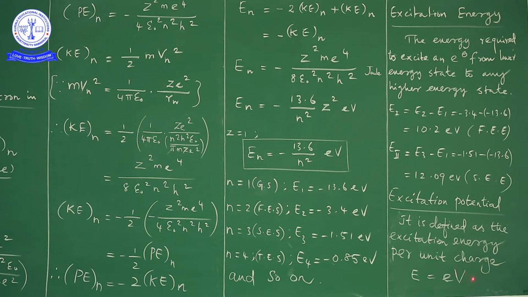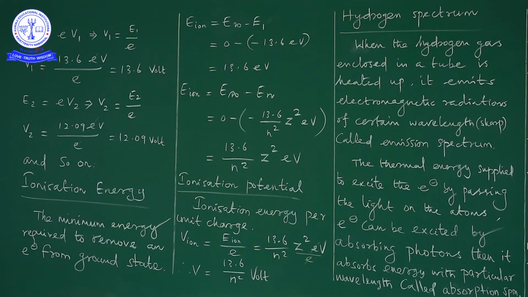We will see one by one. Now, calculating the first excitation potential. E1 is equal to eV1. Here small e is the charge of an electron, V1 is the excitation potential, capital E1 is the excitation energy. So, V1 is equal to E1 divided by e. The value of E1 is 13.6 electron volt. e gets cancelled. So, we can conclude V1 is equal to 13.6 volt.